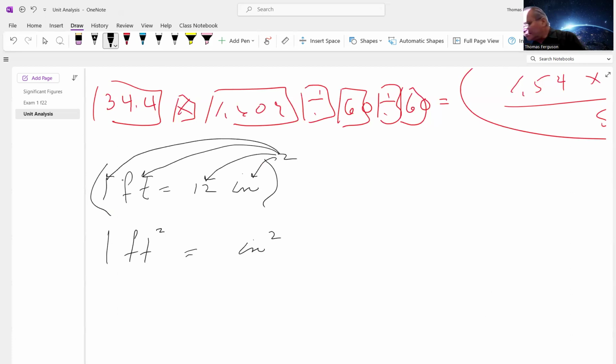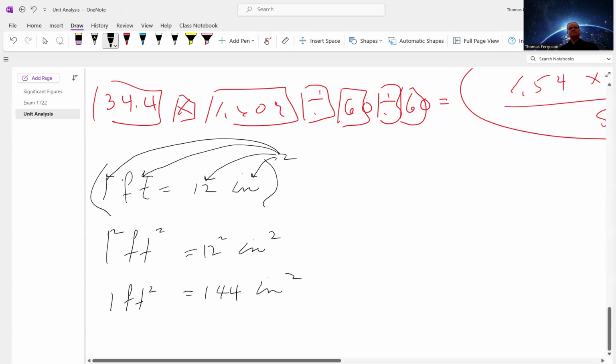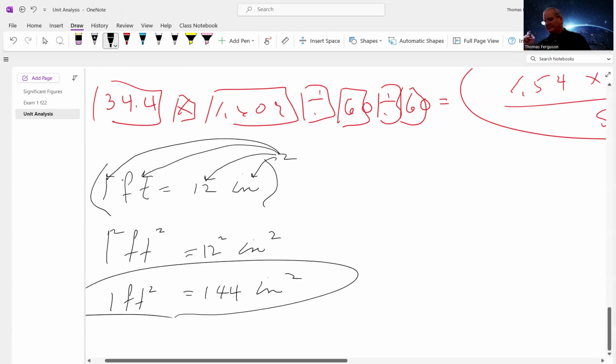So what we end up with is 1 squared, the unit feet squared, 12 squared, and inches squared. If we simplify this, we're going to have 1 square foot equals 12 squared, which is 144 inches squared. So that's how they came up with the 144.